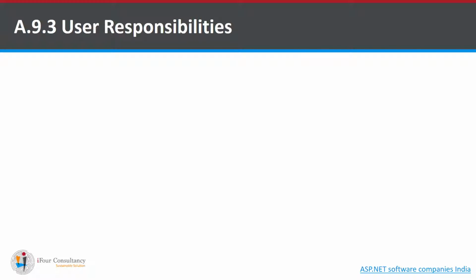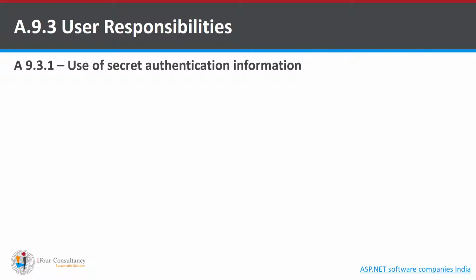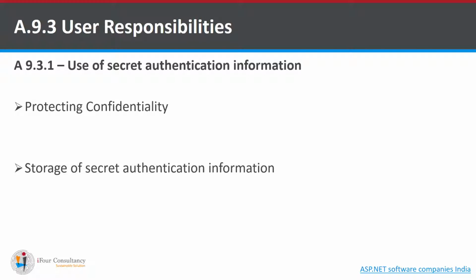Now A.9.3 user responsibilities has a simple control, that is use of secret authentication information. It states that users shall be required to follow the organization's practices in the use of secret authentication information. That is, whatever password they have, they need to keep it confidential. Storage of such passwords should be kept in a secret location. They should not write their passwords on their desk or in sticky notes on their desktops. Also, the password should be of good quality. The password should not be guessed very easily.